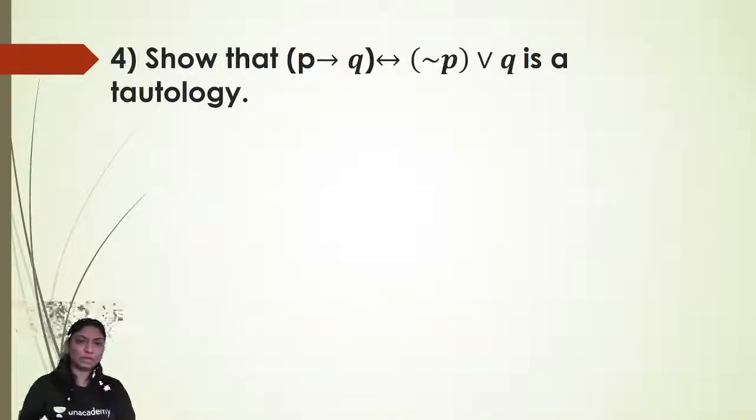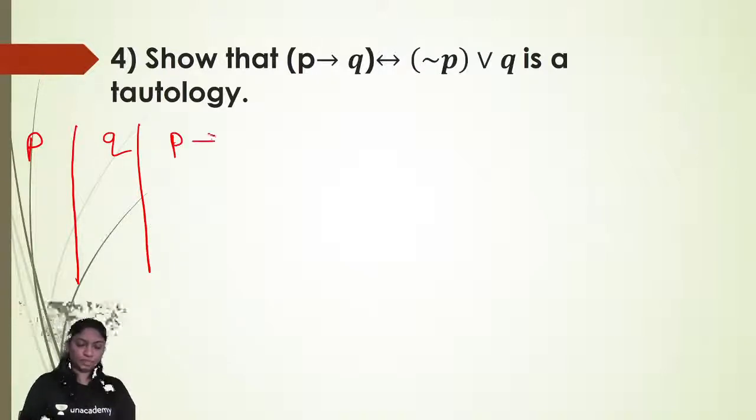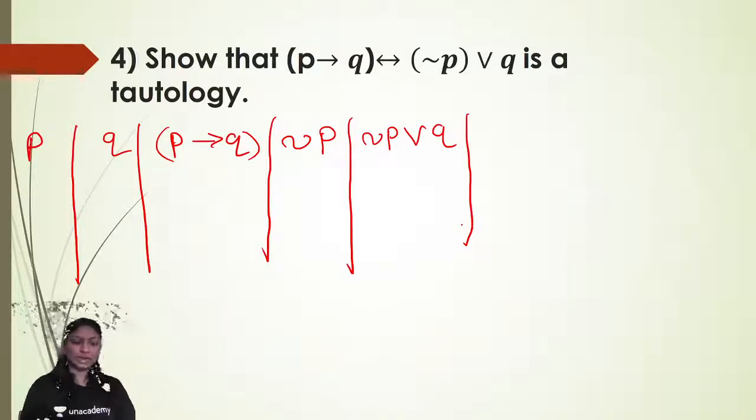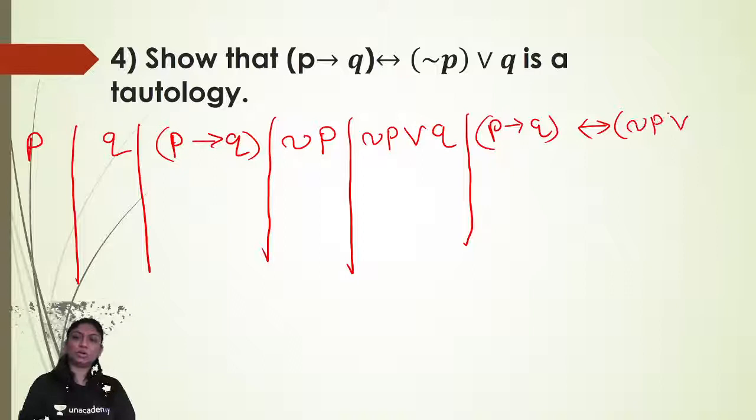So for that we have to prepare the truth table first. So what we require: P, Q, P implies Q, negation of P, then negation of P or Q, and last P implies Q double implies negation of P or Q.